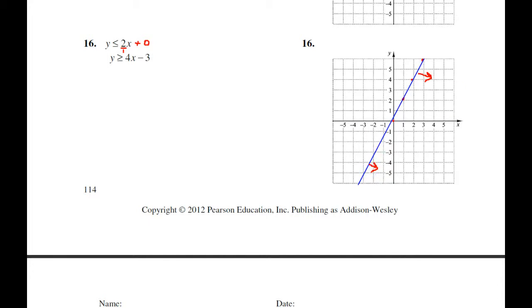And this next one, my y-intercept is -3, which is right there. And my slope is 4, so it's over 1, up 4. So over 1, up 4. So this is my second line now. And I'm going right through there.